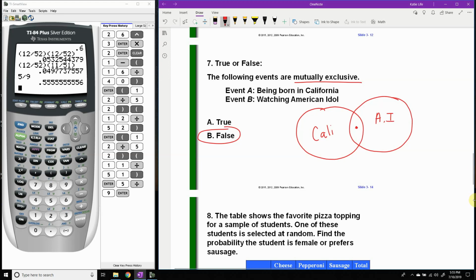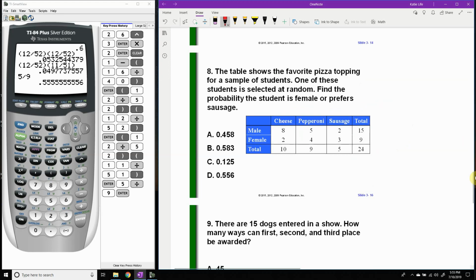There is overlap there. Number 8, the table shows the favorite pizza topping for a sample of students. One of these students is selected at random. Find the probability that a student is female or prefers sausage. Okay, well, this is not a question about things happening in sequence. This is a question about multiple outcomes occurring on a single trial of a probability experiment. This is the OR probability formula.